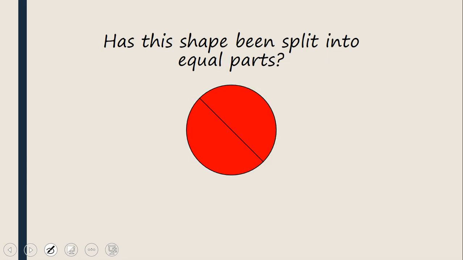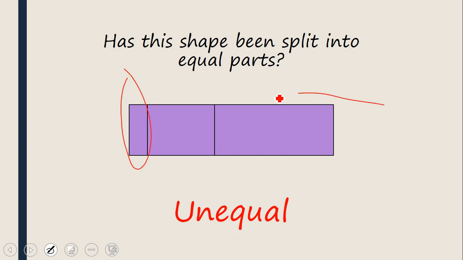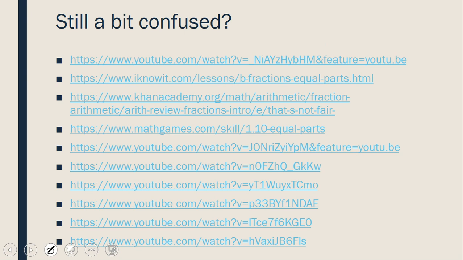Okay, is this an equal or unequal shape? It is an equal shape. It's split right down the middle. If you folded it over, it would be exactly the same. Is this shape equal or unequal? Unequal, you're right. It's 3 parts and we have this tiny little one here and this really big one here, so it is definitely not equal.